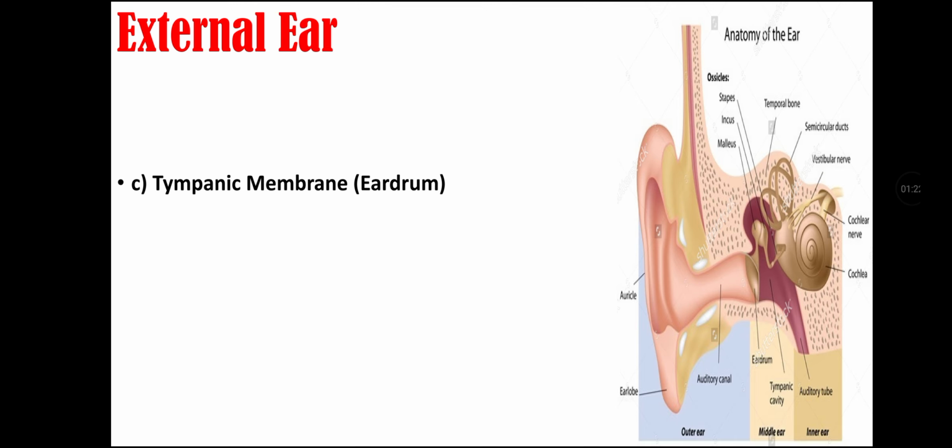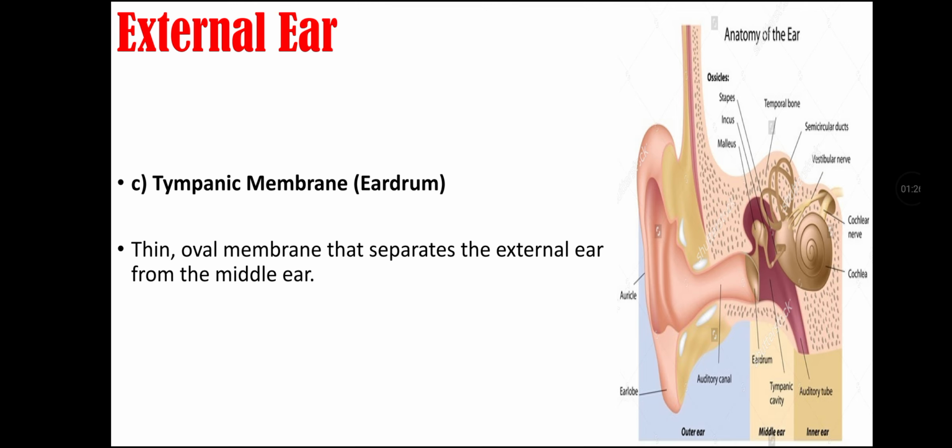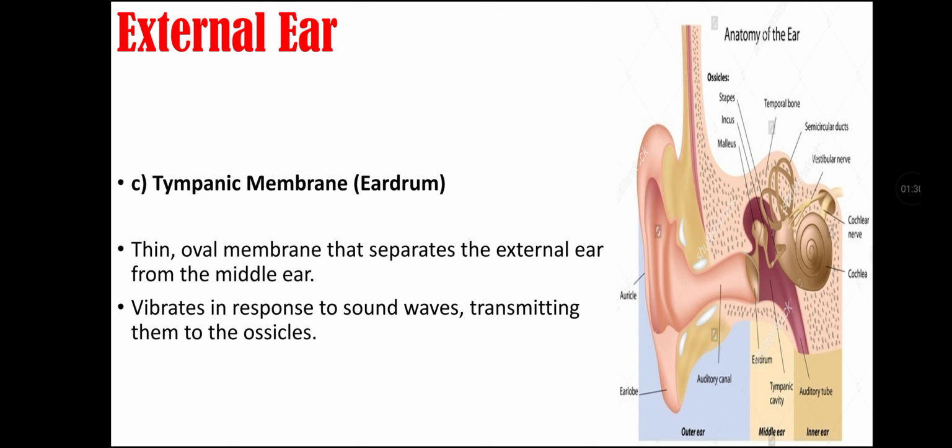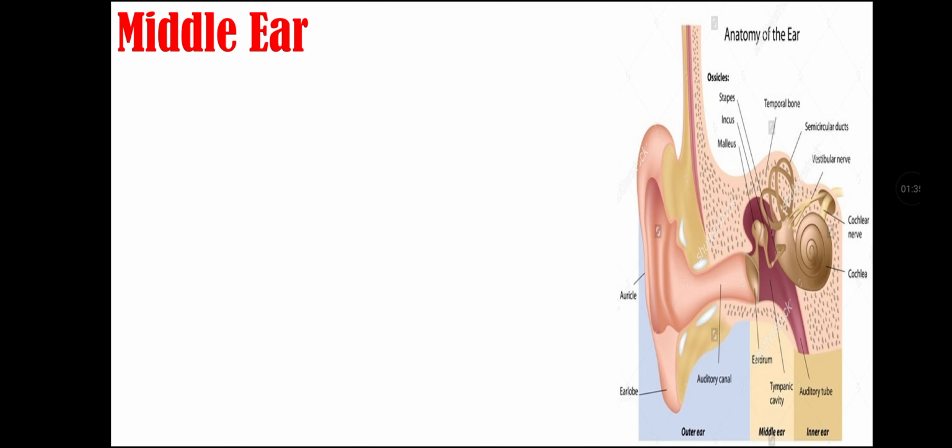Next part of external ear is tympanic membrane that is also called as eardrum. It is thin oval membrane that separates the external ear from the middle ear. It vibrates in response to sound waves, transmitting them to the ossicles.